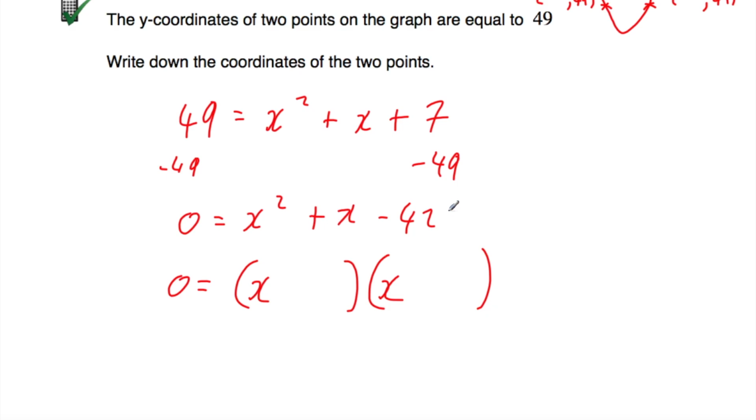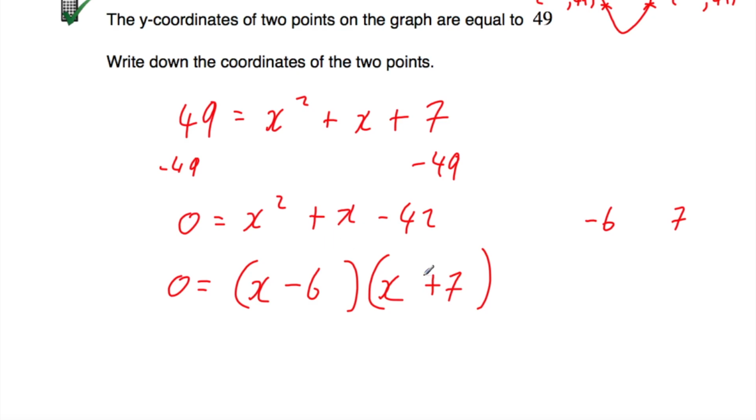So we're looking for two numbers that times together to be negative 42 and add together to be 1. So I'm thinking that's going to be negative 6 and 7, because negative 6 times 7 is negative 42, and negative 6 plus 7 is equal to 1. So that means it's going to be x minus 6 and x plus 7. So that's fantastic. So we've factorized a quadratic.